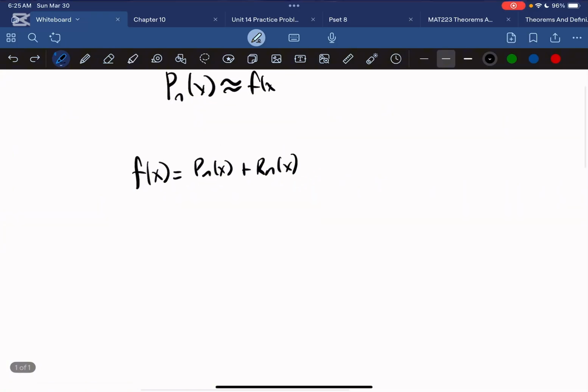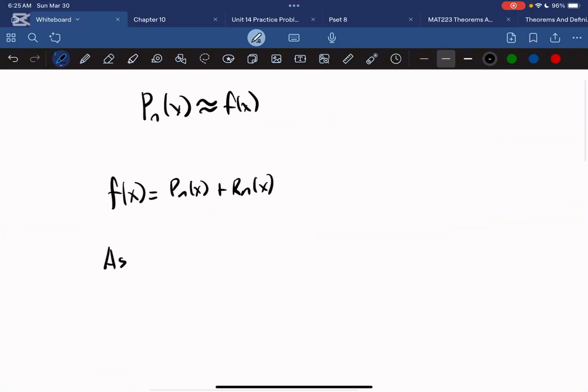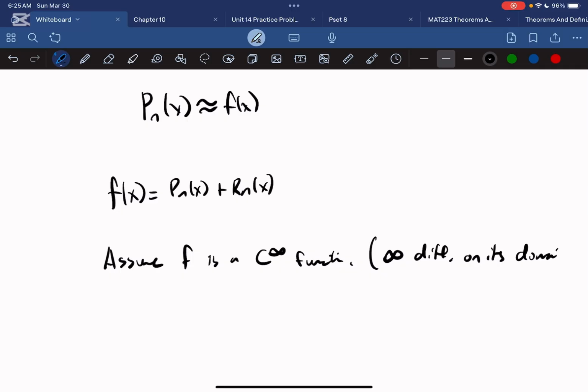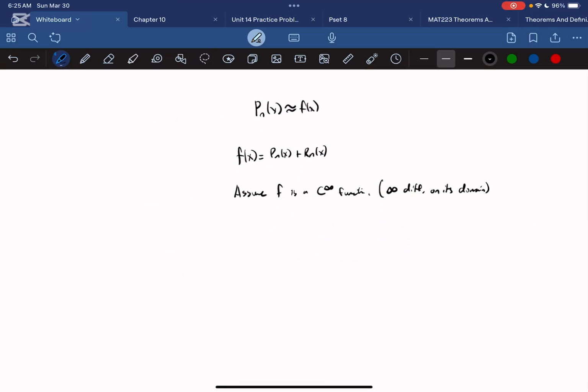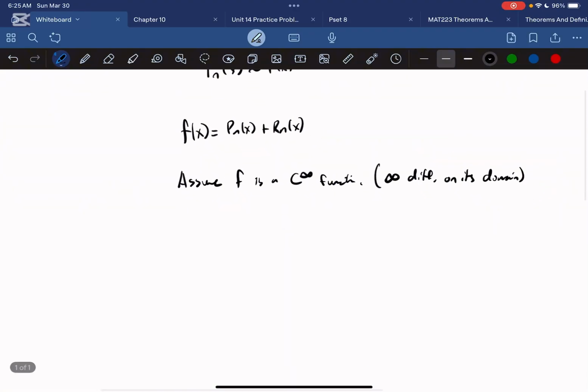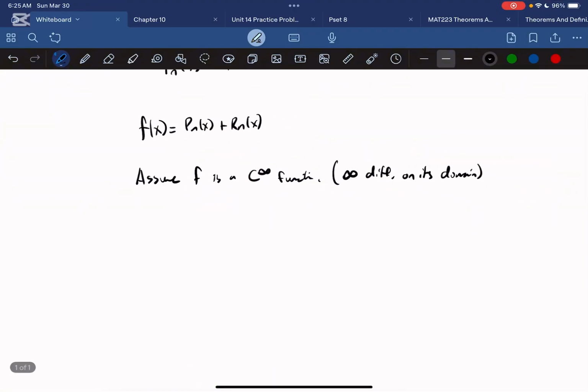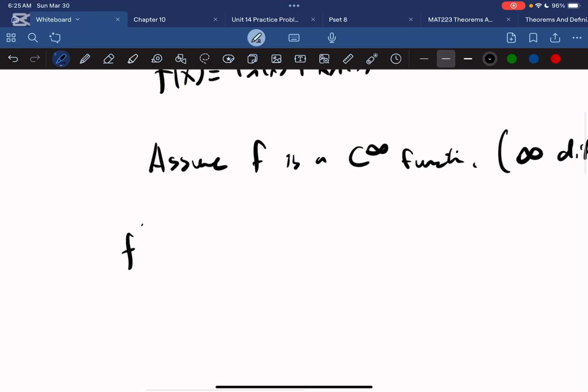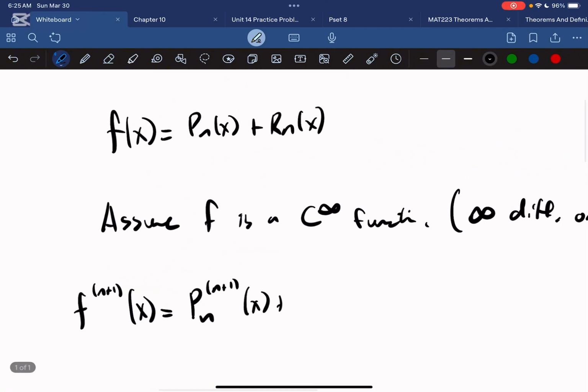All right, so let's assume f is a C infinity function, right? Meaning it's infinitely differentiable on its domain, right? So this should be good. And let's investigate this one property of this. If we take the n+1 derivative of both sides, right, we end up with this.